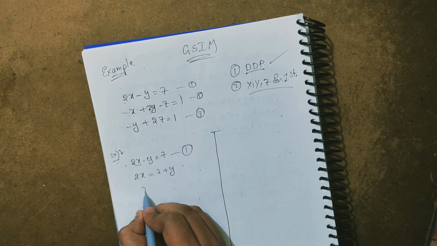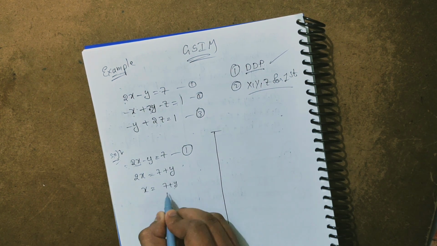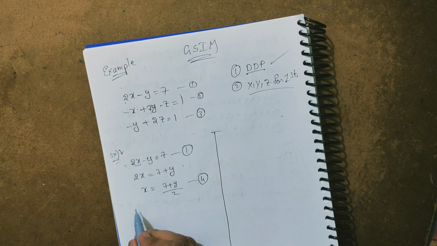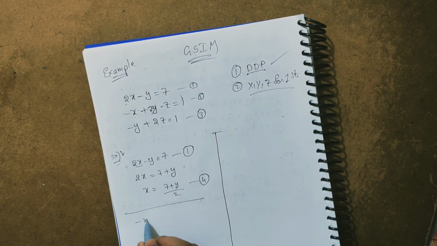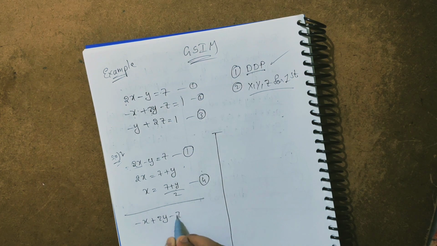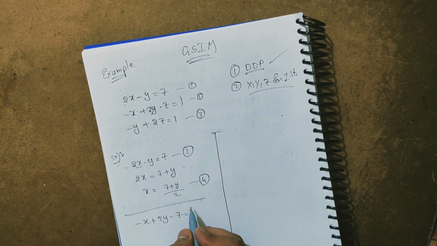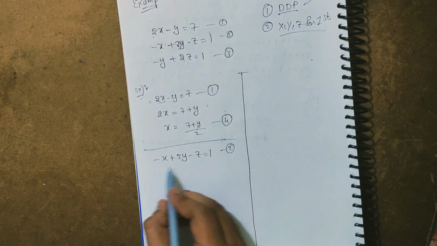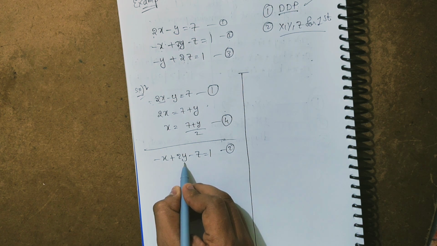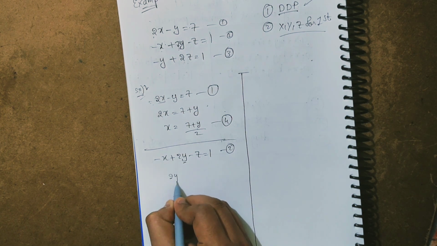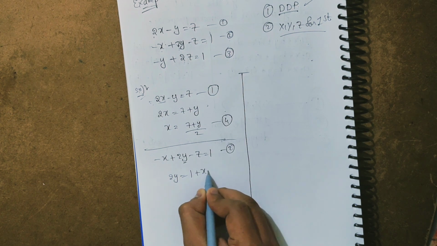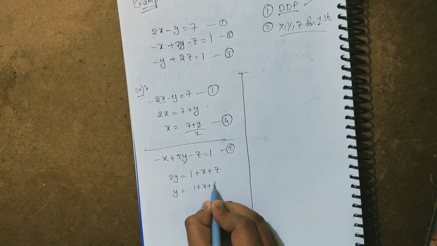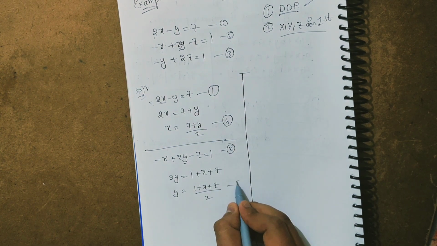Now, 2 also we have to move, so x equals 7 plus y by 2. This will be our x value, the initial x value. Let's find the y value. Minus x plus 2y minus z equals 1. This is our second equation, which is given in the question, and we have to convert it by keeping only y on the left side. So it will become 2y equal to 1 plus x plus z. The 2 also moves to the right side, 1 plus x plus z, divided by 2. This will be our fifth equation.